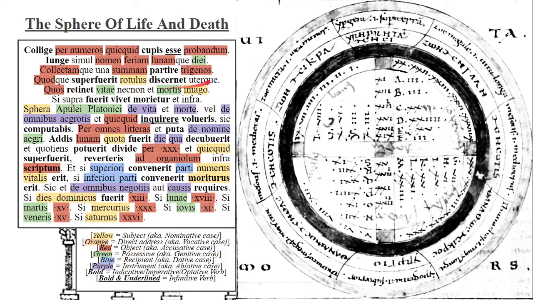Quodque superfuerit rotulus discerne tuterque. And whatever is remaining, the wheel will figure out on both sides, because there's a top part and a bottom part. Quas retinet vitae nec non et mortis imago. The image of life and death holds both of them, essentially. So both those who are going to live and the moribund. Si suprafuerit vivet. If the remaining number, after you add up the total and divide it by 30, is in the top half, he will live. Morietur et infra. And if it's below, he will die.